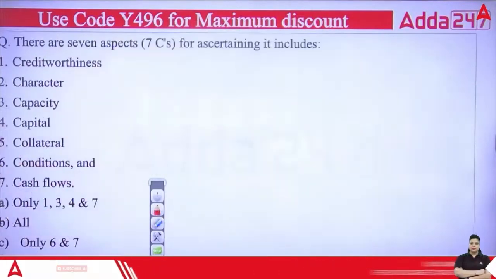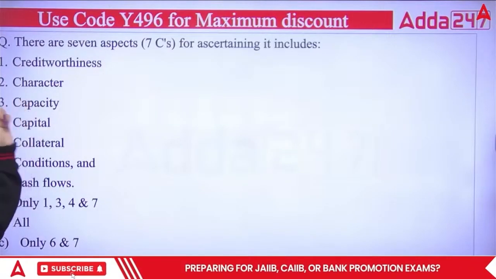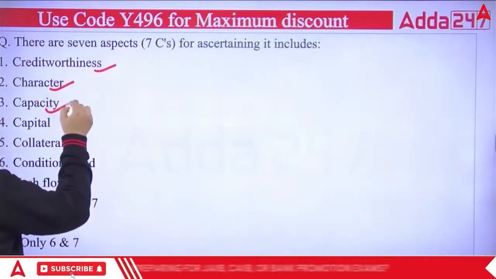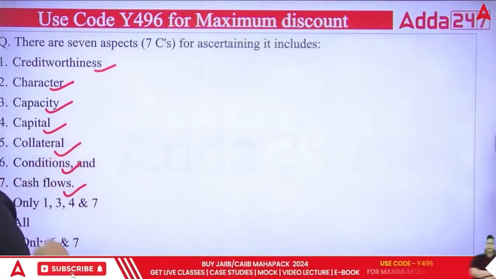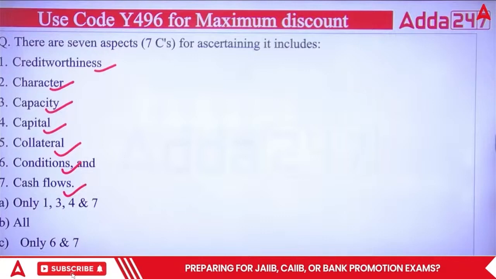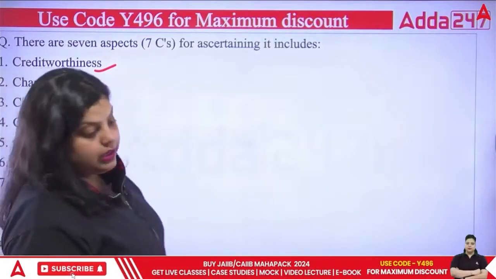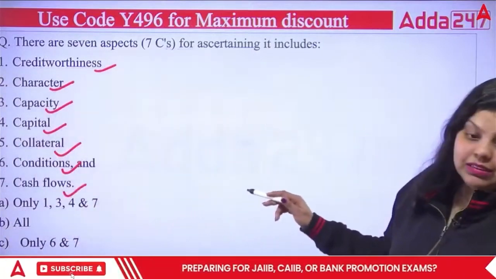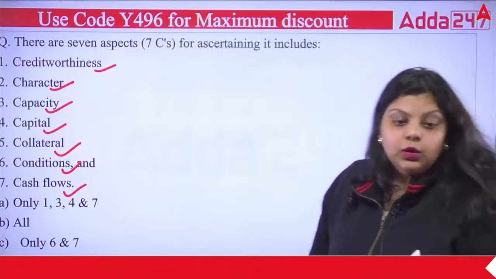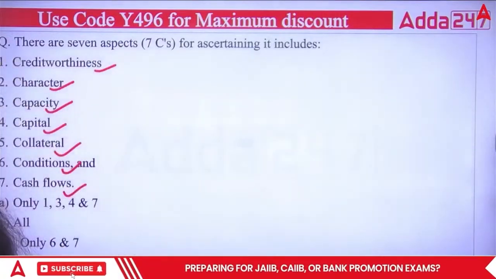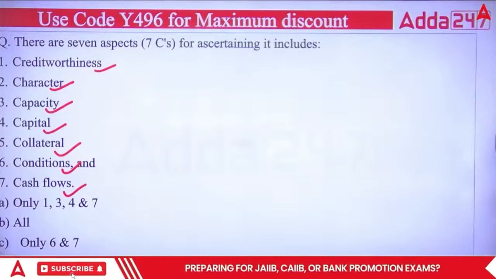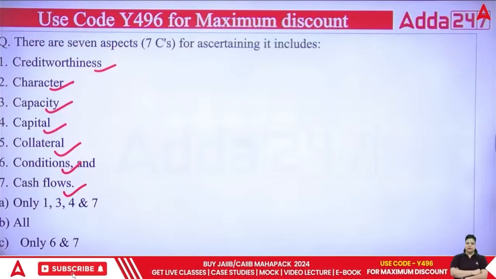Next is talking about the 7 aspects, the 7 C's, for ascertaining. Which of the following does it include? The credit worthiness, the character, the capacity, the capital, the collateral, the conditions, the cash flow. Out of these 7, which are included in the 7 C's? Is only the 1st, 3rd, 4th and 7th a part, or are all a part? Only the 6th and 7th are a part, or all except 4? So you have to answer which of the following is a part of the 7 C's, or you can call it the 7 aspects. A, B, C or D?